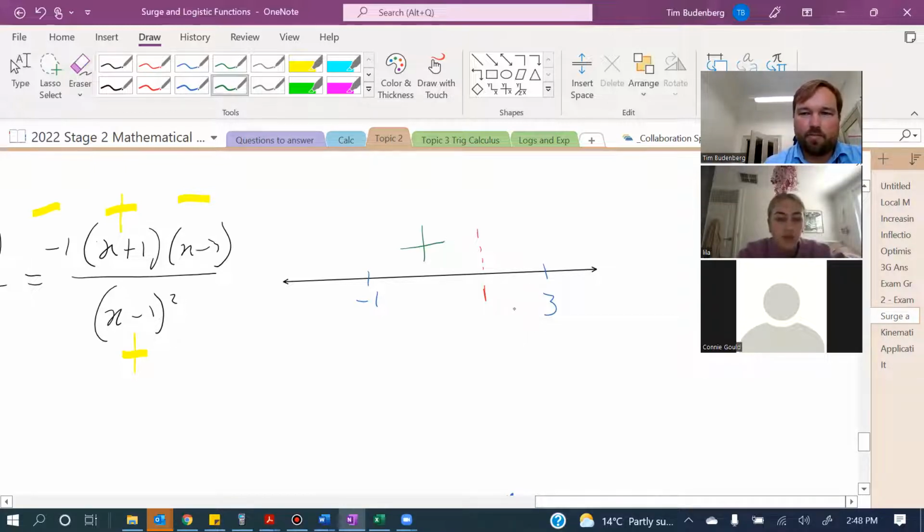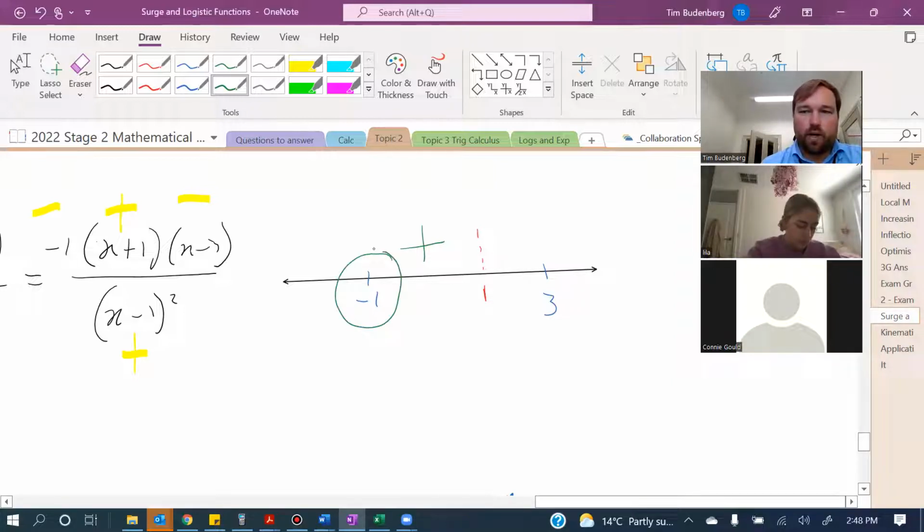Do you always substitute it into the derivative, like the f′(x)? Because I think sometimes we've done it the other way. You've subbed it into the original function. Yeah, good question. So let's say I wanted to find a local maximum.